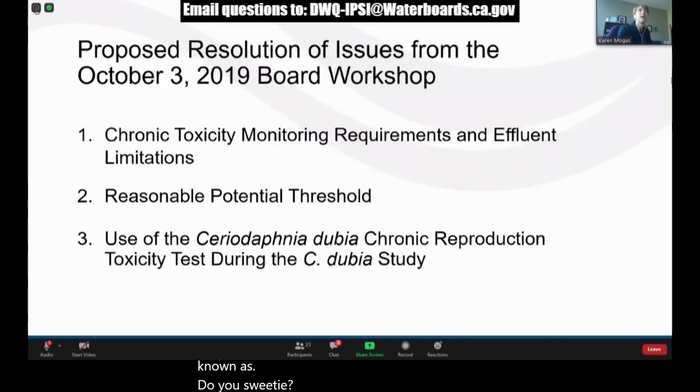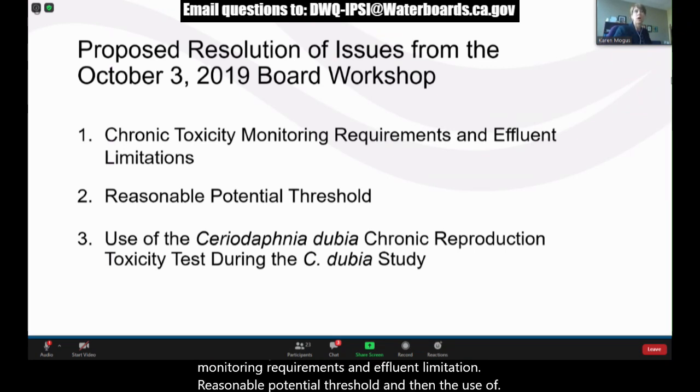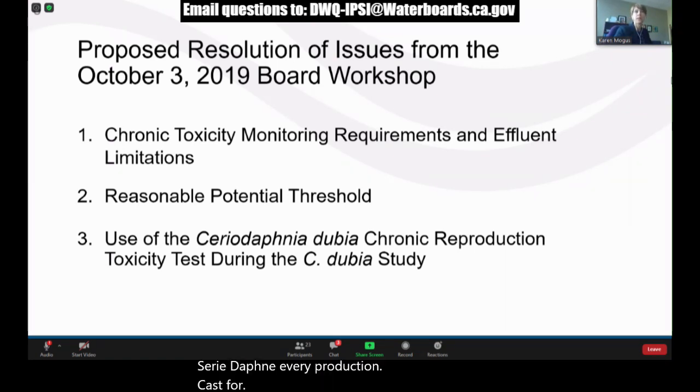All right, so you'll recall we had a few big ticket items that we were wrestling with back in the fall of last year. And these are the big ticket items, and we have some proposed resolutions for those in the draft provisions: chronic toxicity monitoring requirements and effluent limitations, reasonable potential threshold, and then the use of the Ceriodaphnia reproduction test for toxicity during the study that we're proposing. And I'll get into all of these in just a minute.